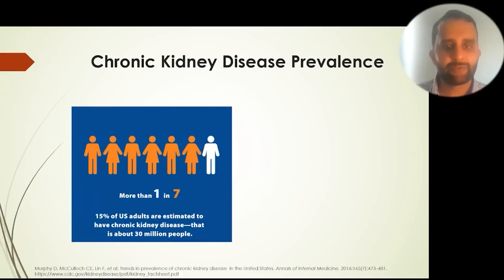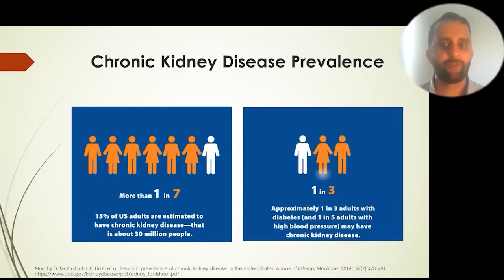Chronic kidney disease is unfortunately common. About 15% of US adults are estimated to have chronic kidney disease, which translates to about 30 million people. For those who have diabetes or high blood pressure, this prevalence does increase to 1 in 3 adults with diabetes and 1 in 5 adults with high blood pressure.